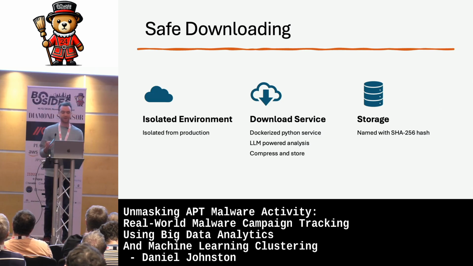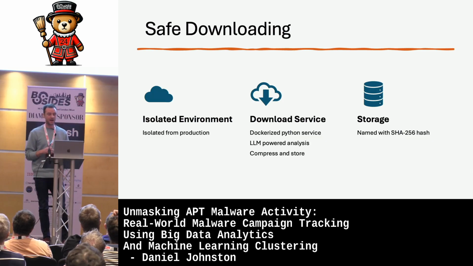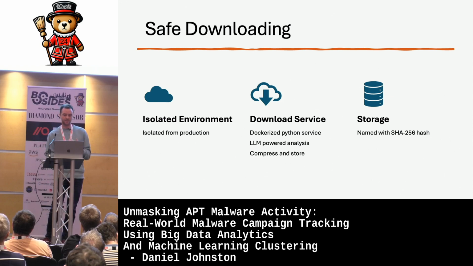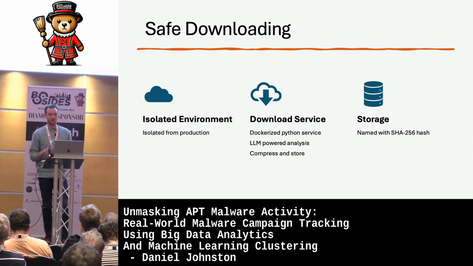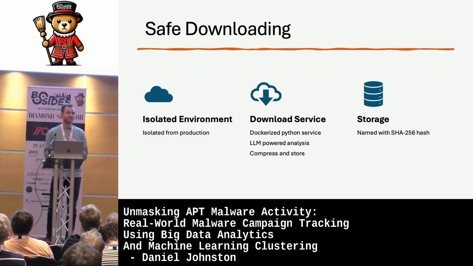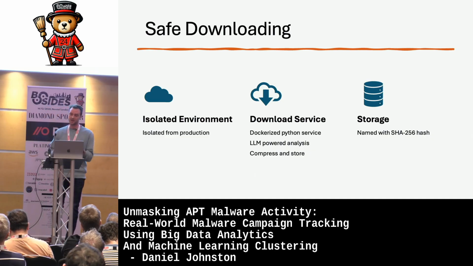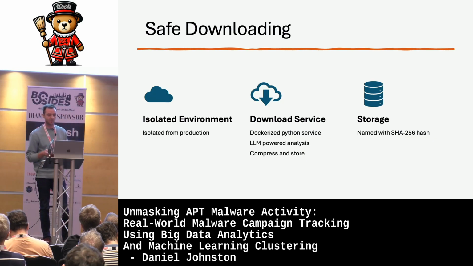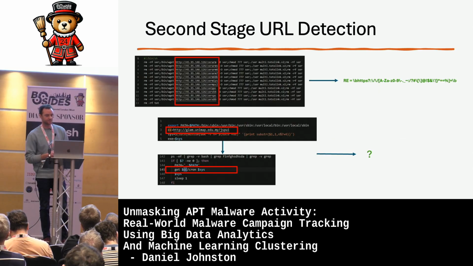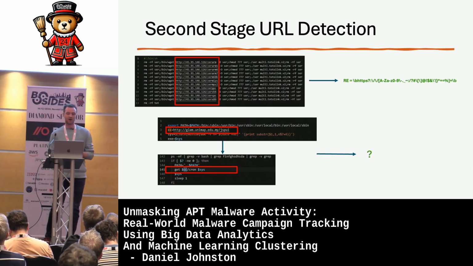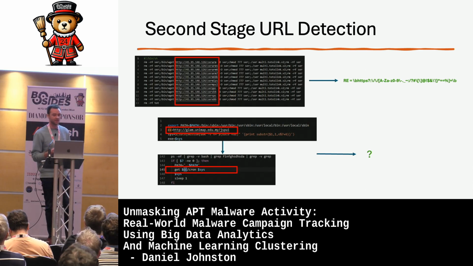Okay, so now that we have our malicious URLs, we can send them to our downloader environment. For that purpose, we have a Dockerized Python service, which will download, process, and store each of the samples. Each sample is stored as a password-protected zip file, named with the SHA-256 hash of the sample itself. This allows us to easily retrieve it and do some manual analysis if required afterwards.